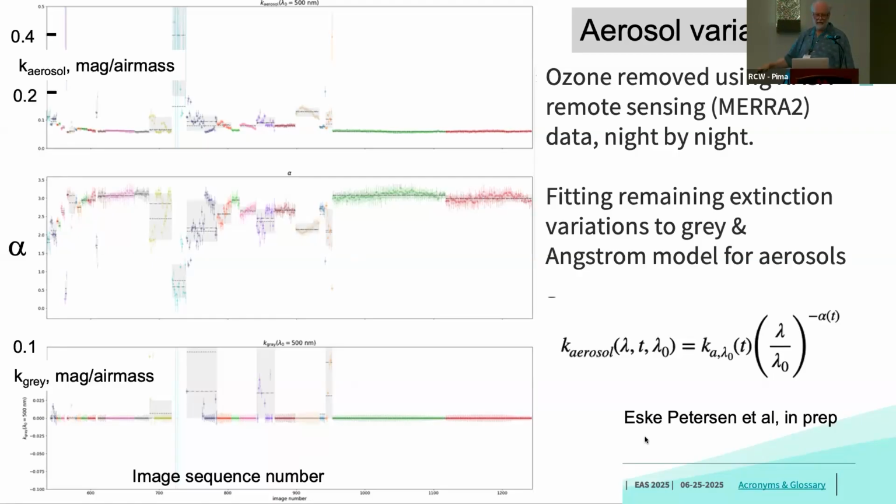And these 3 plots show you on the top, as a function of image sequence number, the attenuation at 500 nanometers in magnitudes per air mass, which ranges from some canonical value up to many tenths of a magnitude per air mass. We get clouds of dust blowing over every so often. The plot in the middle is the fitted Angstrom exponent, and the thing on the bottom is the gray extinction term. Okay, so we do a pretty good job, and for the first time in my life, I think I have moderately credible measurements of the wavelength-dependent scattering of aerosols, which is actually quite an accomplishment.